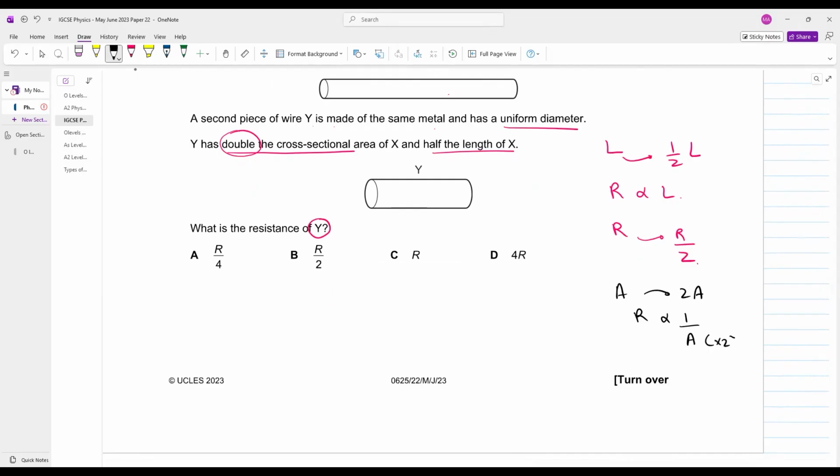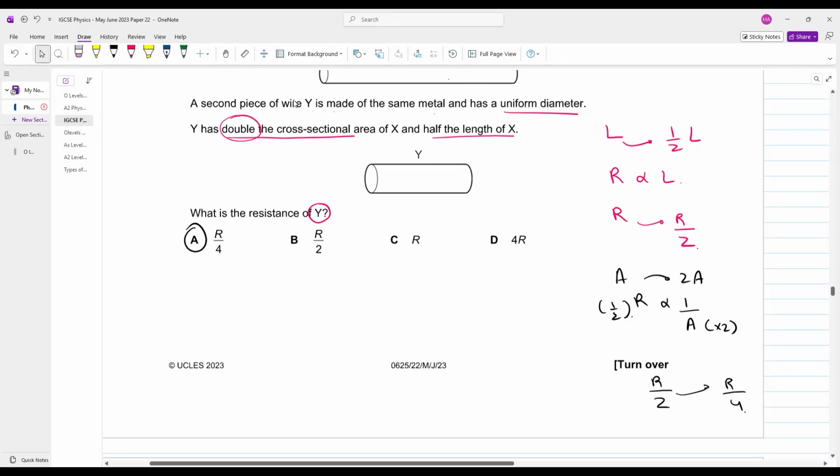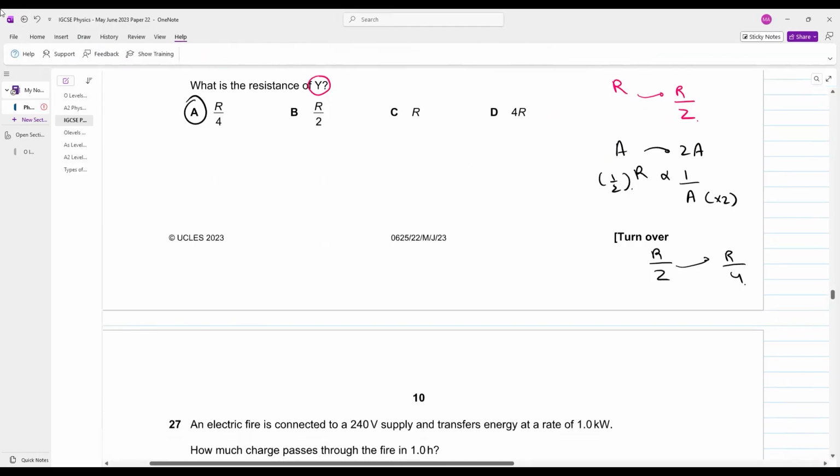अगर एरिया डबल हो रहा है, दैट मीन्स रेजिस्टेंस विल फर्दर हाफ. रेजिस्टेंस वाज ऑलरेडी R over 2. फर्दर डिवाइड कर दो 2 से, it will become R over 4. Is your answer. आगे बढ़ते हैं बेटा.